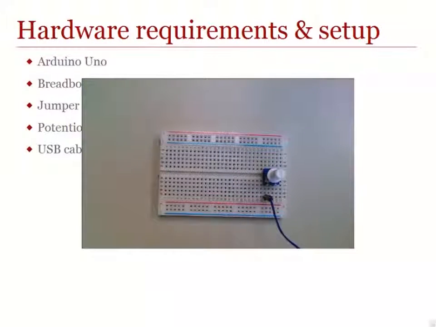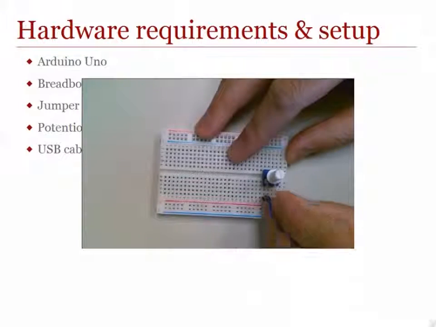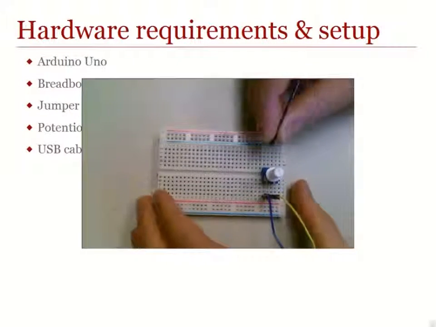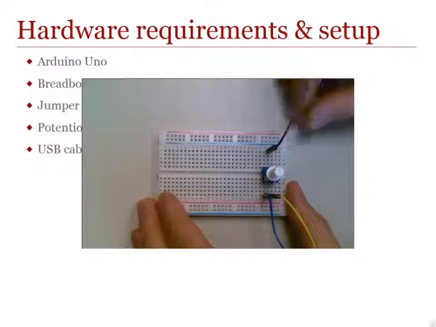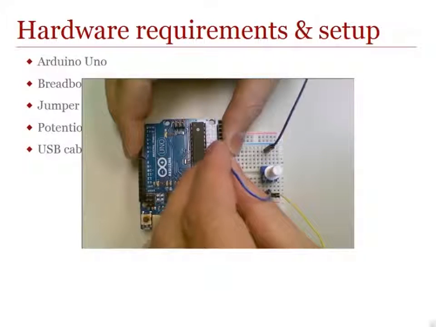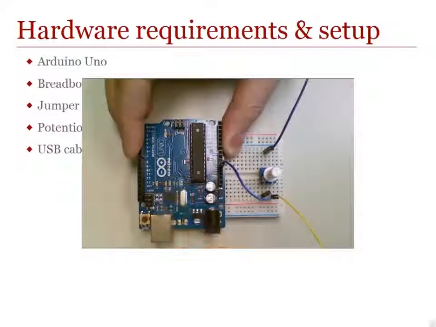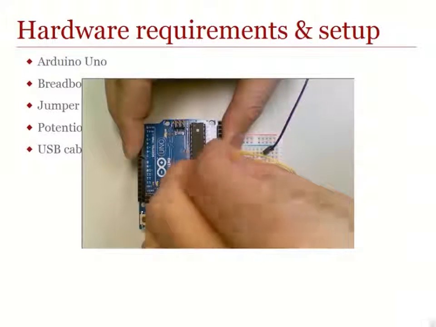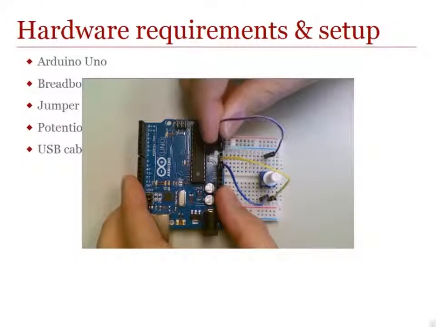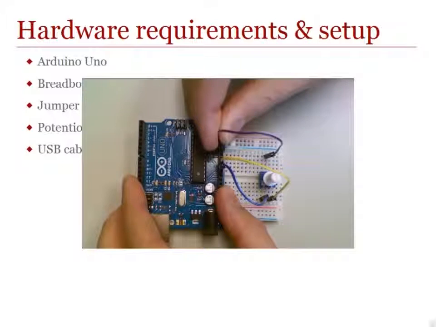We put in 3 jumper cables, 2 on one side and 1 on the other. Then we connect the first one to the 5-volt out, the yellow one goes to the ground, and the purple one goes to the A0 input sensor.